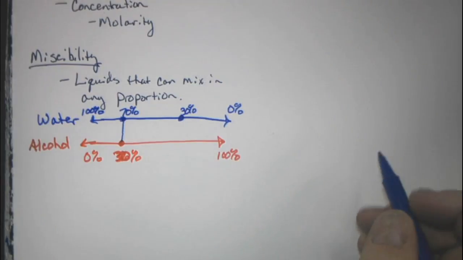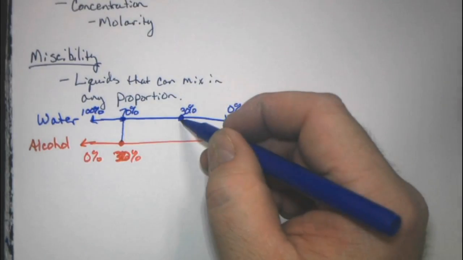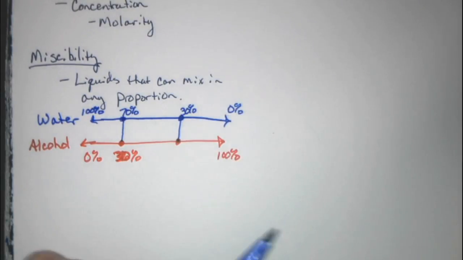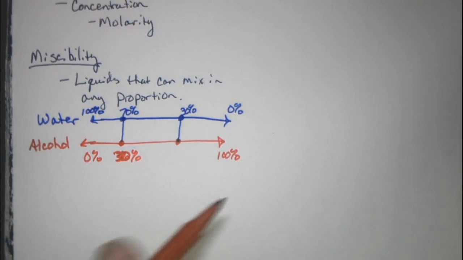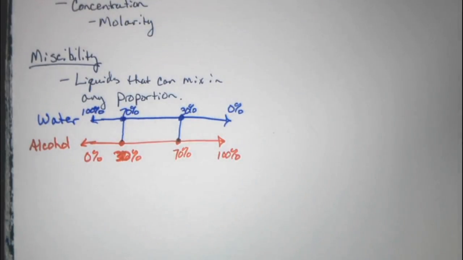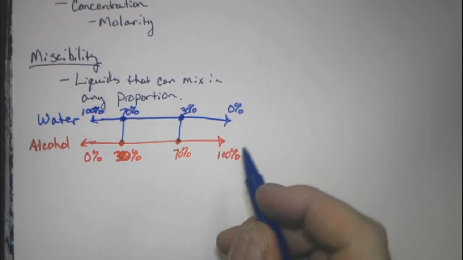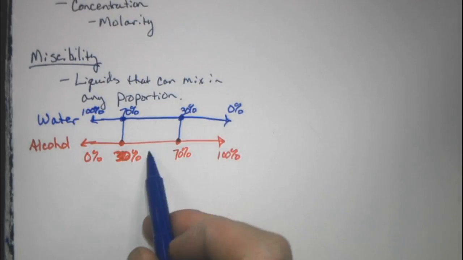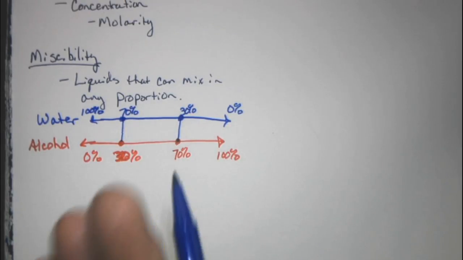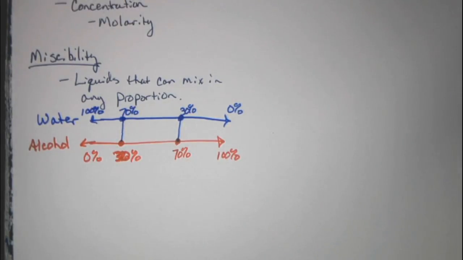Okay, or you could go the other direction. You could have 30% water, and you could have how much alcohol if you have 30% water, Joseph? Good, 70%. So it doesn't really matter. You can have any proportion of alcohol and water, and because it is miscible, you can have any of these proportions. All right, they freely mix with each other.